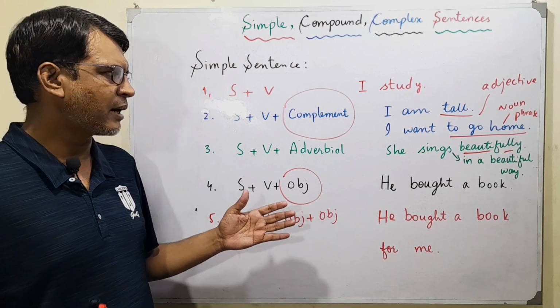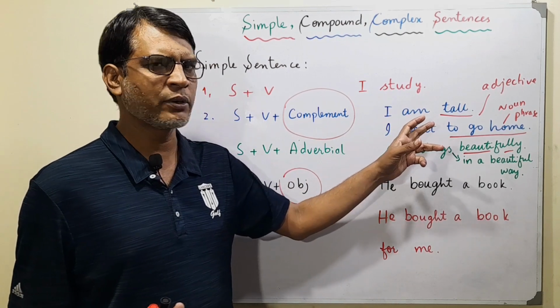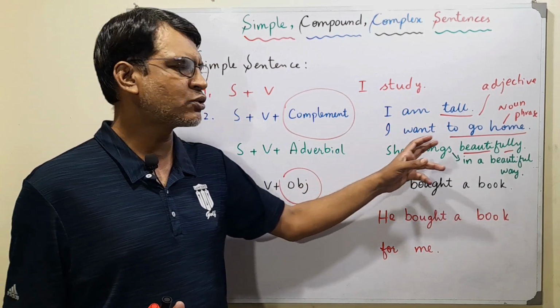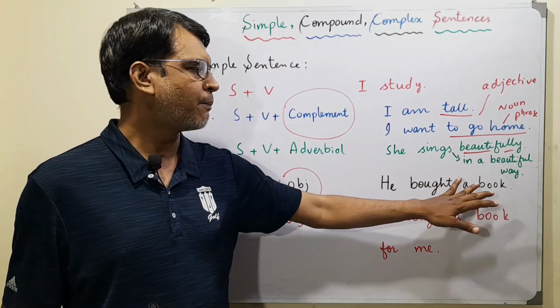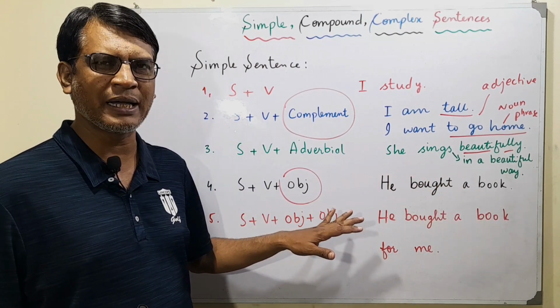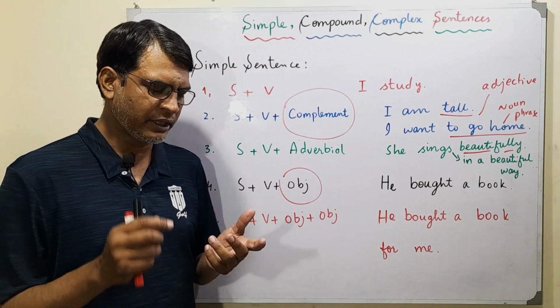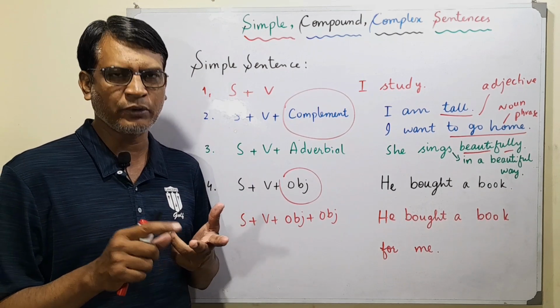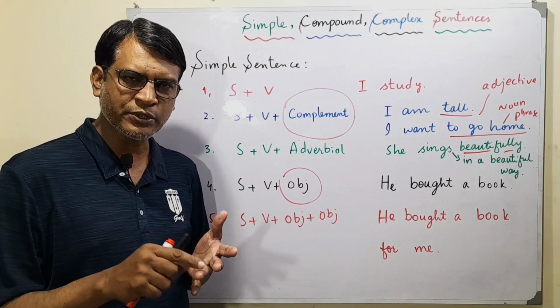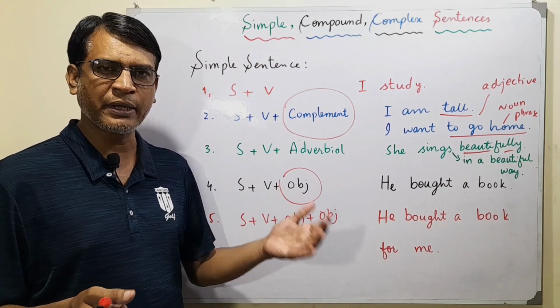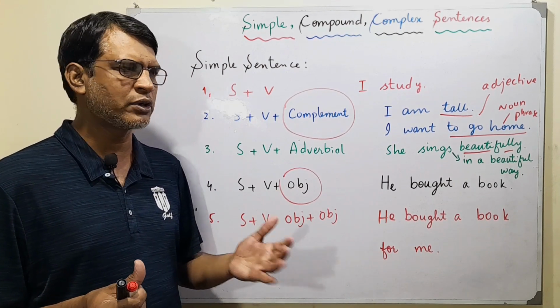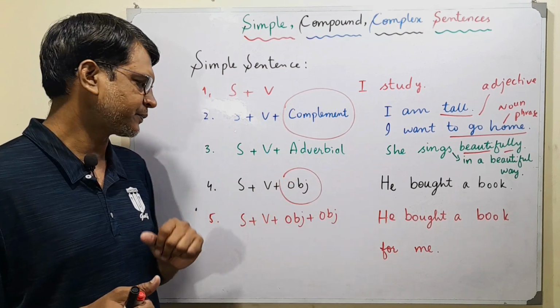For example, I am tall. You cannot make a passive. I want to go home. You cannot make a passive. He bought a book. Yes, a book was bought by him. So if you want to know whether a word, especially a noun, is an object or not, please make a passive of it. If you can make a passive of it, that will be an object. If you can't, it could be any other thing.